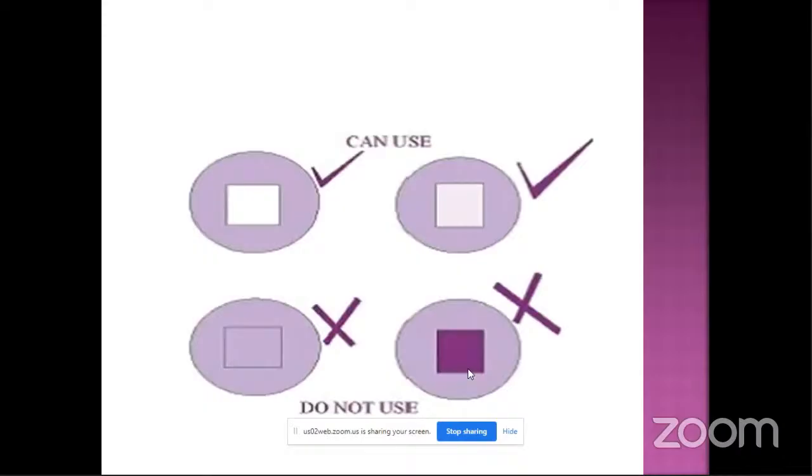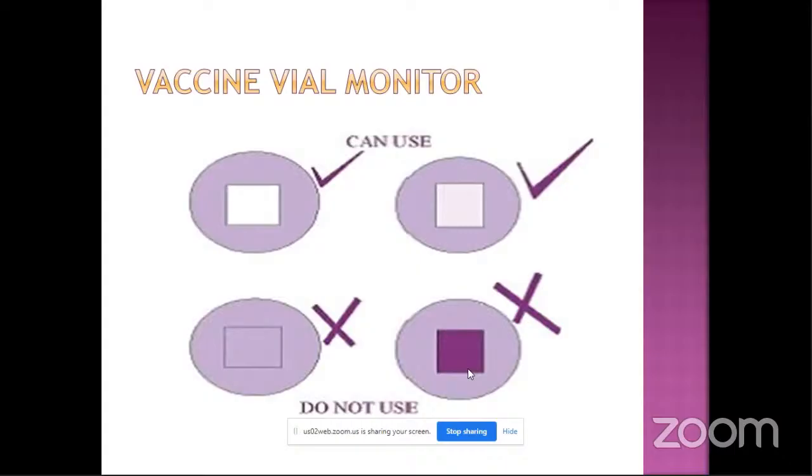Now moving on to vaccine vial monitoring. This is again an important question, which we'll see in the case of OPV. In vaccine vial monitoring, it is actually the viability of the vaccine that is monitored, not the temperature sensitivity. We have an inner square which is transparent or white in color, and an outer circle which is purple in color. If the inner square's color matches, or is darker than, the outer circle, then we should not use it. Otherwise you can use it, provided the expiry date of the vaccine has not passed.